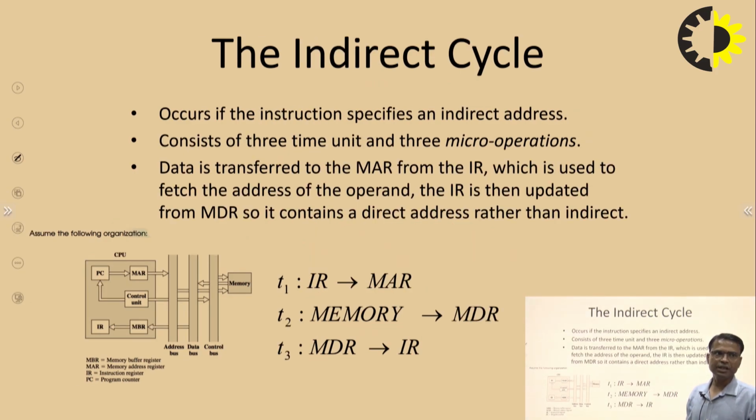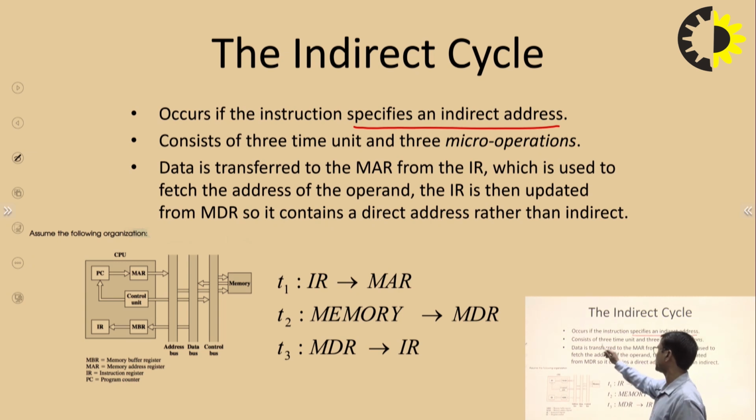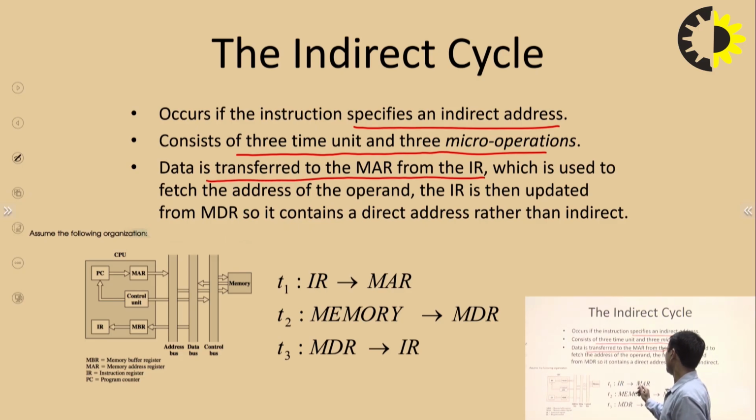Now, we have fetched the instruction, but there is a possibility that we need to fetch other data that is not directly in the instruction. Okay, so it occurs when there is an indirect address. It consists of 3 time units and 3 micro operations. So what are these? The data is transferred to MAR from the IR. The instruction register has certain flags that indicate it is an indirect operation. So what will happen? The IR will send the address part or the indirect address calculation part to the MAR.